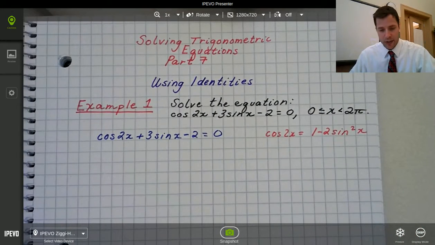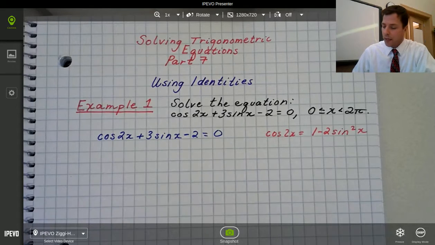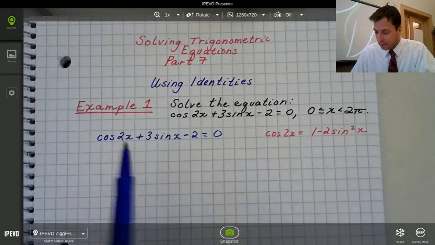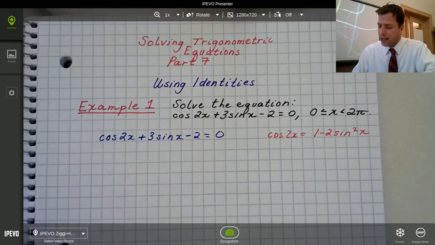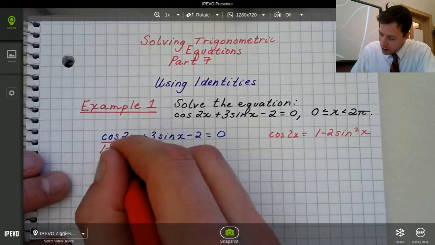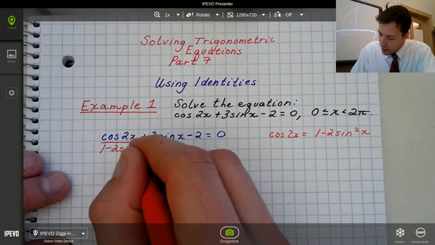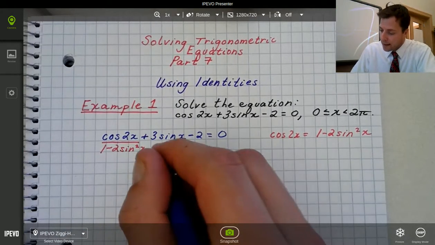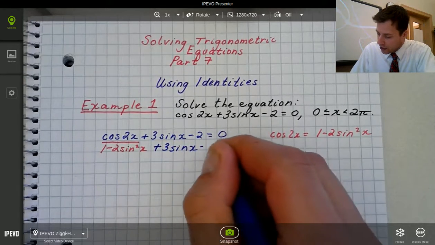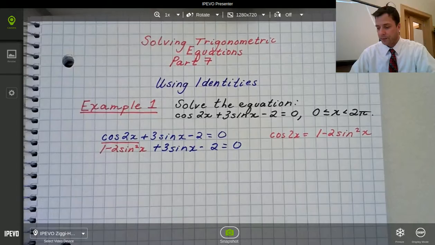So why would I use this? Why would I even think to use this? Well, because I can't factor. There are 3 terms here, and I can't really factor anything. And so we're going to replace this cosine of 2x with 1 minus 2 sine squared x. Okay, now we have plus 3 sine of x minus 2 equals 0.